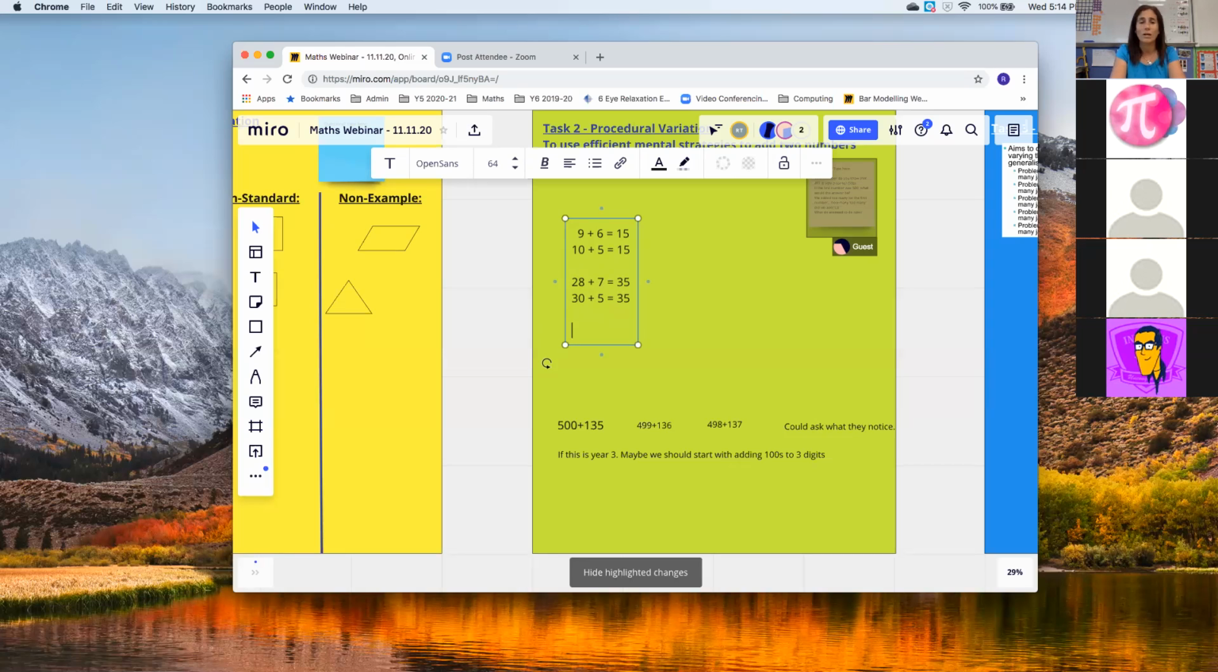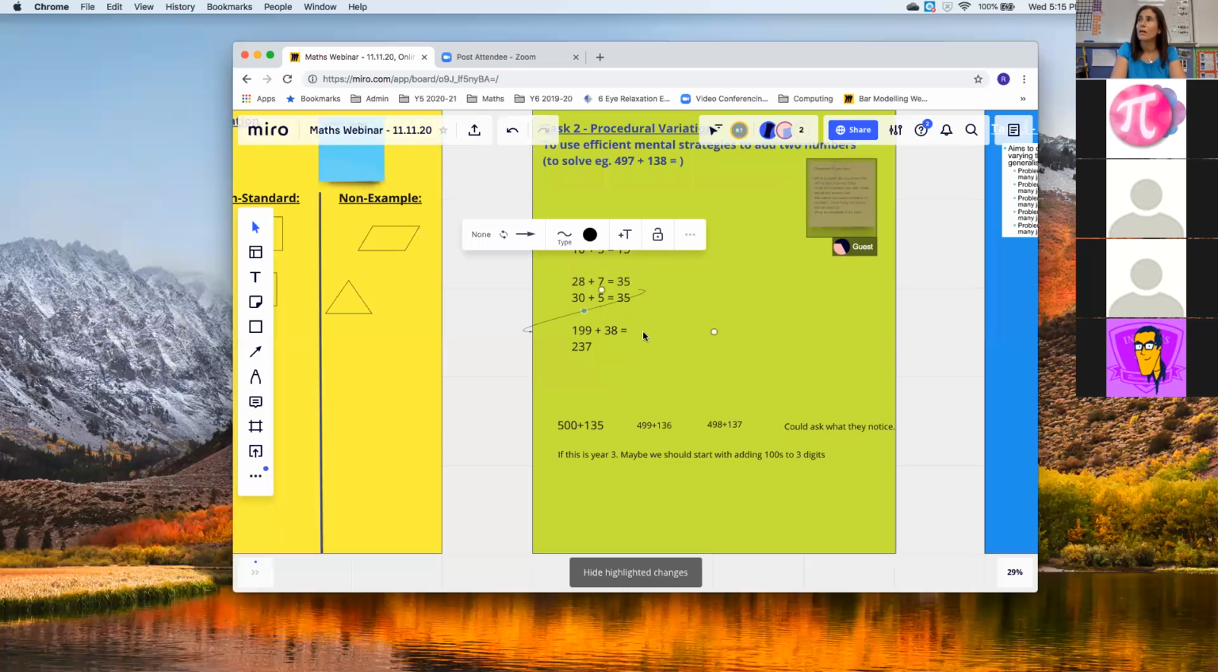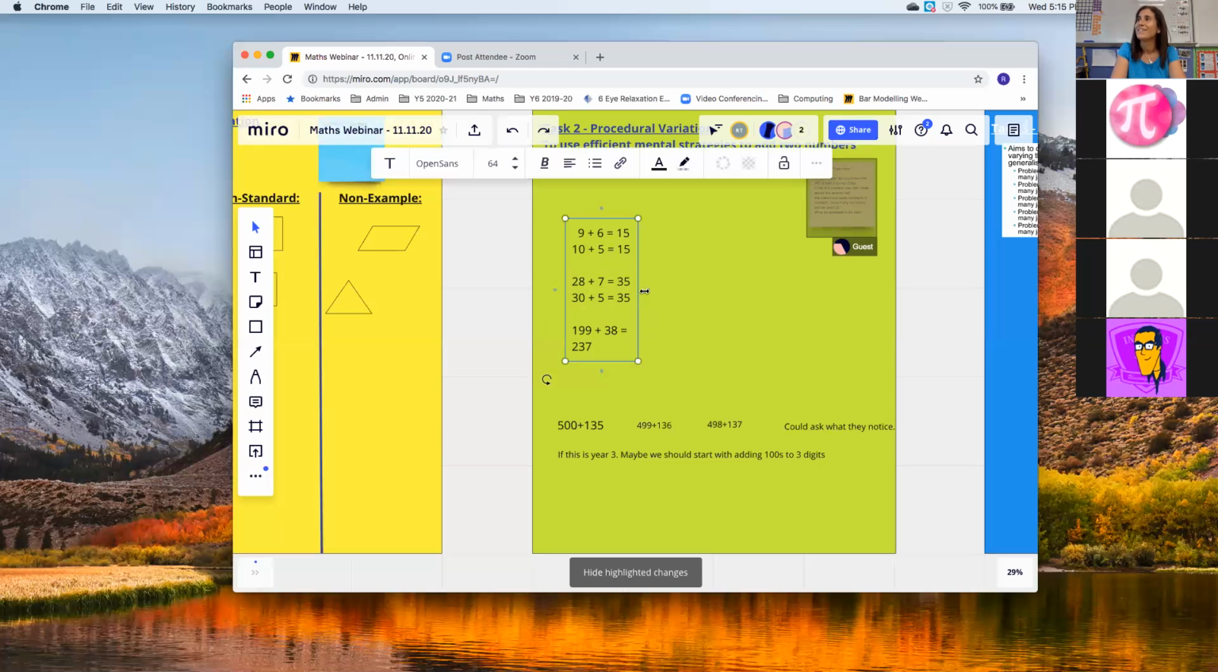Then I agree, something like 199 plus 38, realizing that the 199 is close to 200. So obviously 237 would be the correct answer there. And I don't know what I've done there.